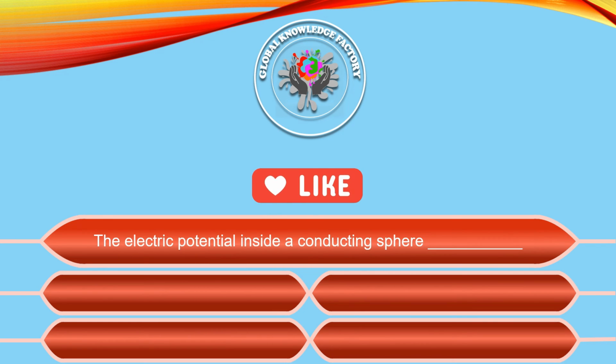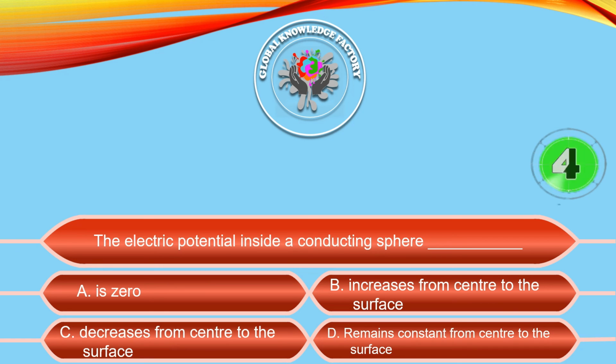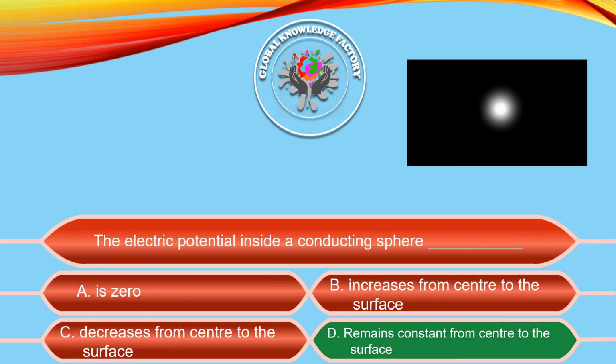The electric potential inside a conducting sphere: A. is 0, B. increases from center to the surface, C. decreases from center to the surface, D. remains constant from center to the surface. Answer is D. Remains constant from center to the surface.